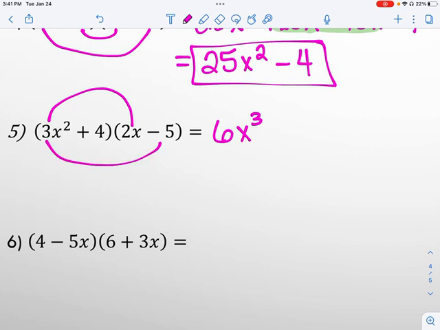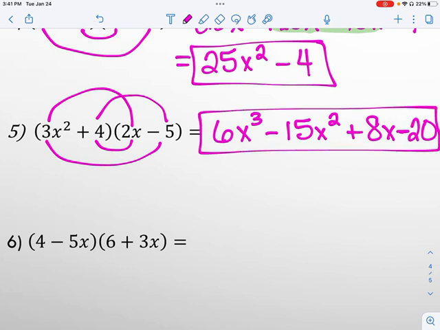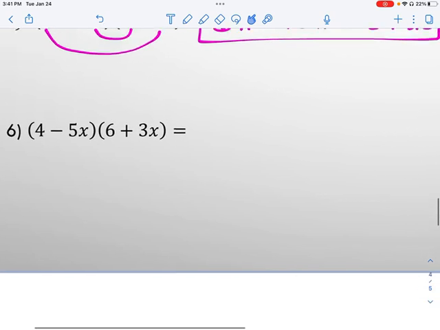Then I'm going to go outside, which would give me negative 15x squared. I'm going to go inside, which gets me 8x. And then I go last, which gives me negative 20. And then I look, do I have anything alike? Nope. So that would be my final answer. Okay, let's try this next one.